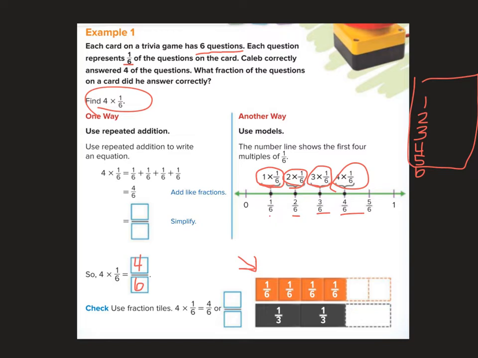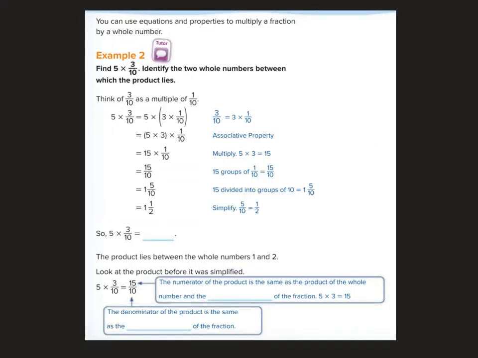Use fraction tiles. 4 times 1/6 equals 4/6, or I could reduce it. If I take 4/6 and divide by 2, I would get 2/3. That would be my simplified answer. Okay, this one's kind of easy, so let's go on to another one that gets a little more tricky.